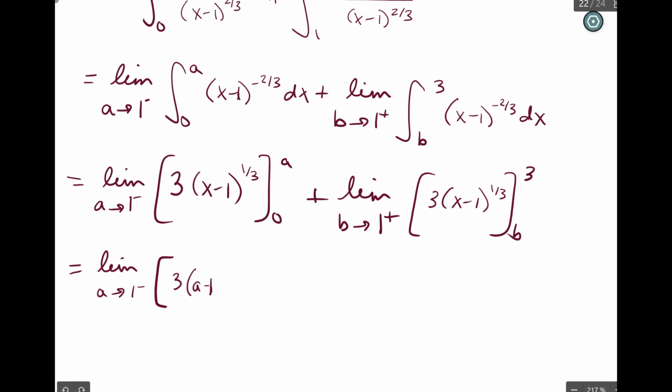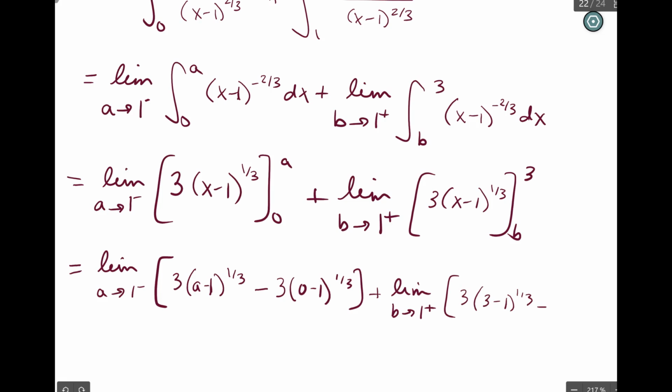Alright, so 3 times (a minus 1) to the 1/3 minus 3 times (0 minus 1) to the 1/3. Let me just put in 0 minus 1, and then I'll evaluate it later. Plus the limit as b approaches 1 from the positive side of 3 times (3 minus 1) to the 1/3 minus 3 times (b minus 1) to the 1/3.